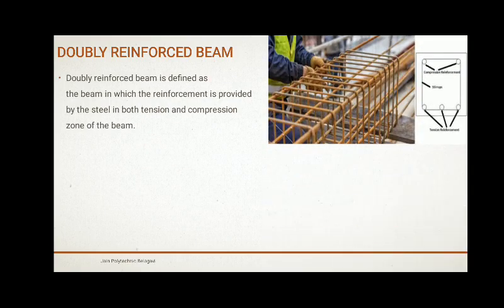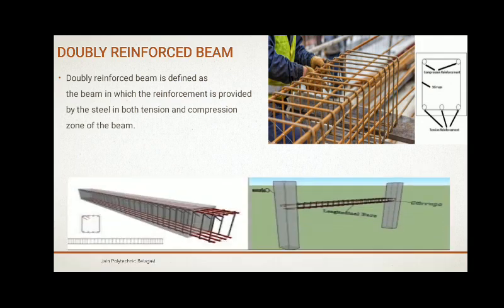So here you can see in the image a doubly reinforced beam where you can see stirrups as well as steel bars at the top as well as at the bottom, and here it is mentioned compression reinforcement, tension reinforcement and stirrups. Here is one more view of a doubly reinforced beam where bars are provided on both the sides.